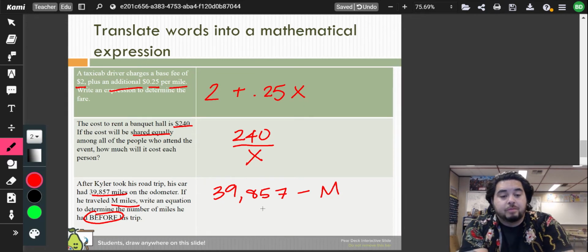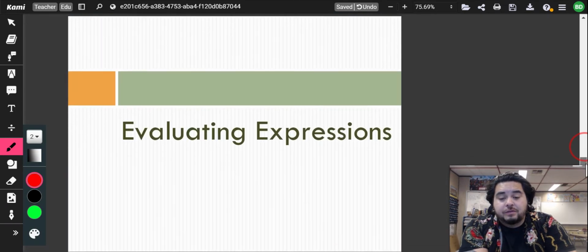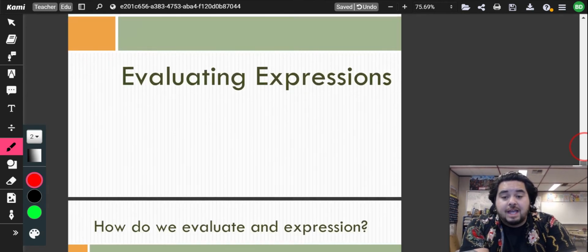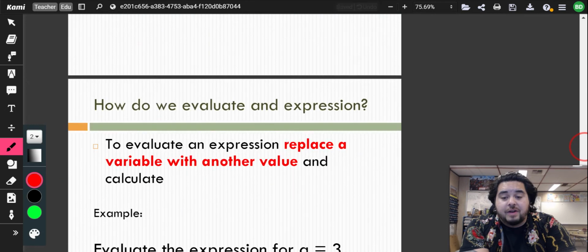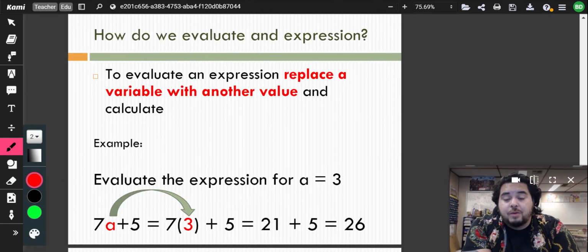Okay. Now that we've talked about actually writing expressions, we're going to talk now about evaluating them. So evaluating expressions, super, super simple. We're going to give a value and then plug that into an expression instead of the variable. So here are the directions. To evaluate an expression, replace the variable with another value.